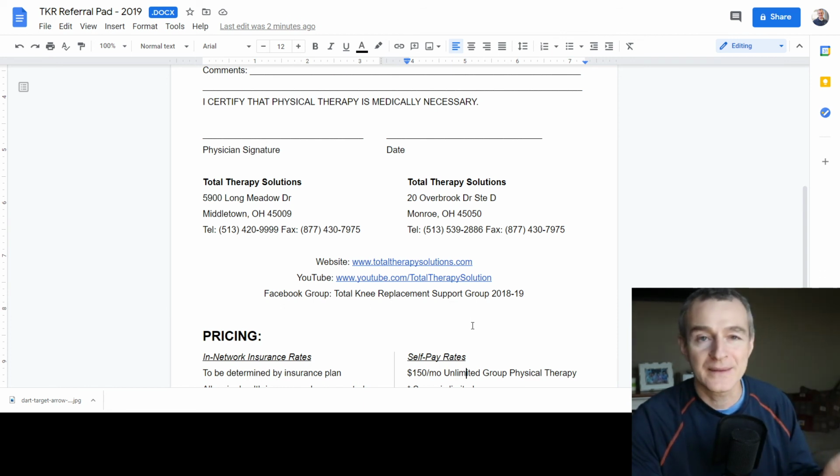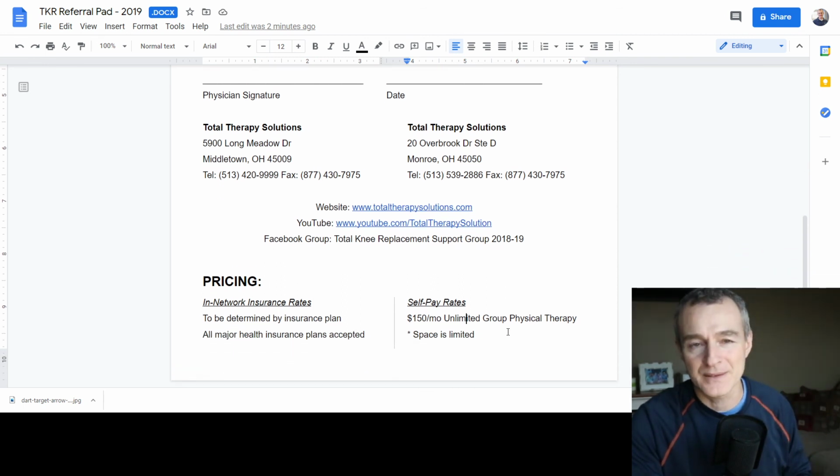And I could have 3 of these. I could have one for post-op rotator cuff repair that I send to the shoulder orthopedics. I could have one for knee replacement that I send to the knee orthopedics. And I could have one for whatever else I might do as a specialty. This is one of my favorite ways to approach it.